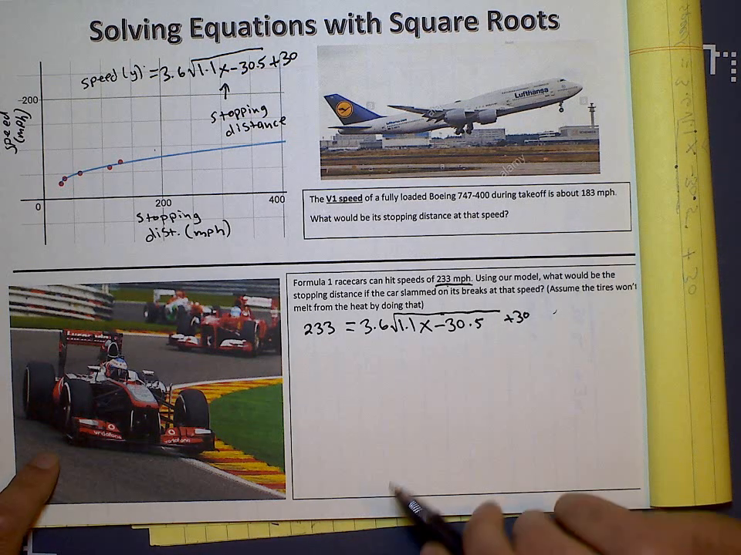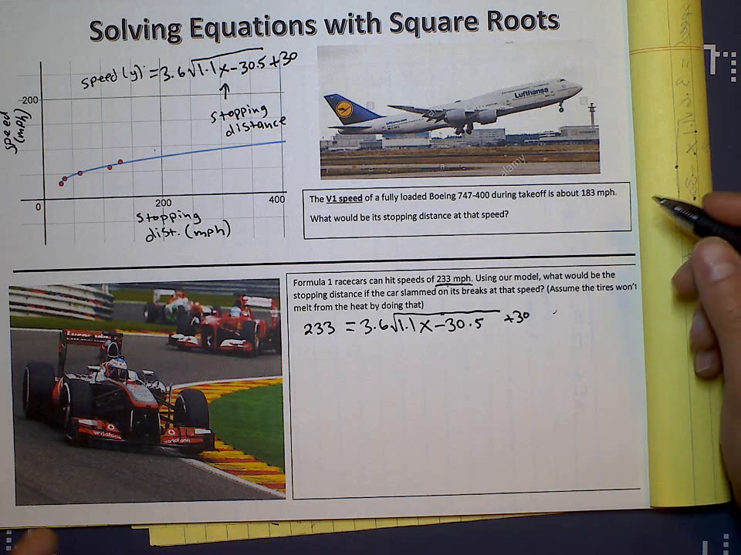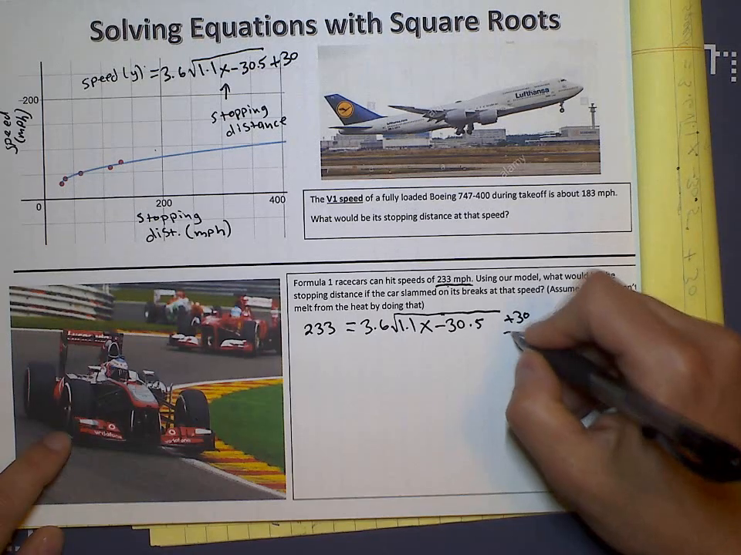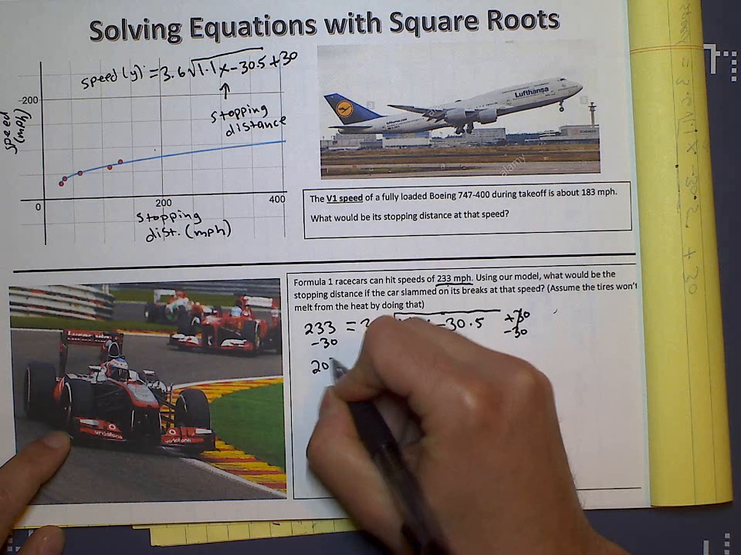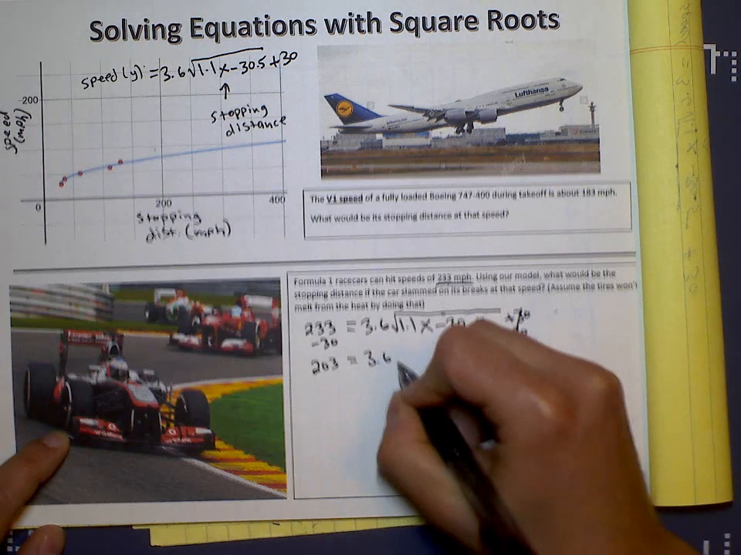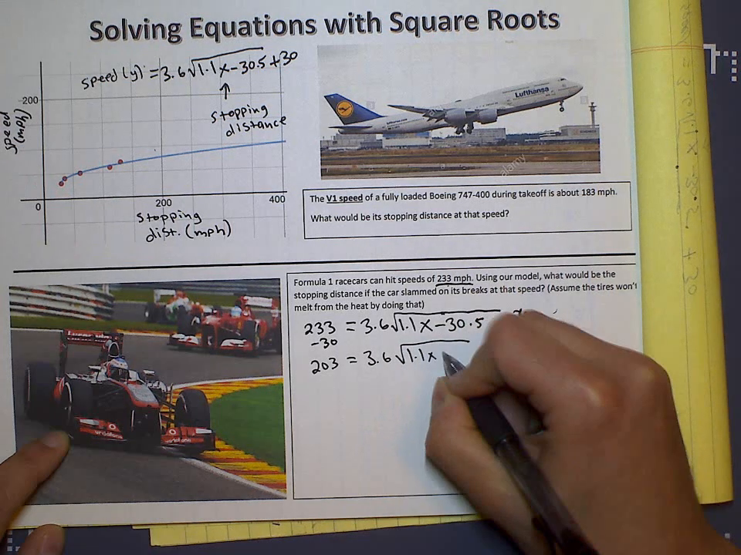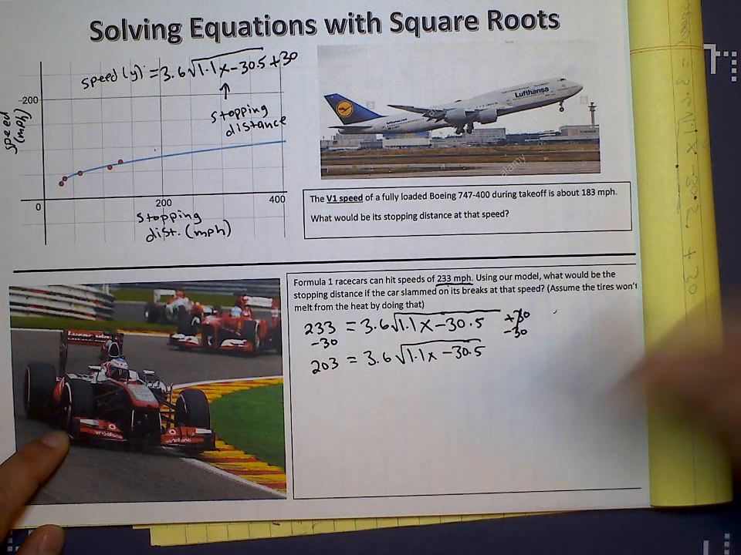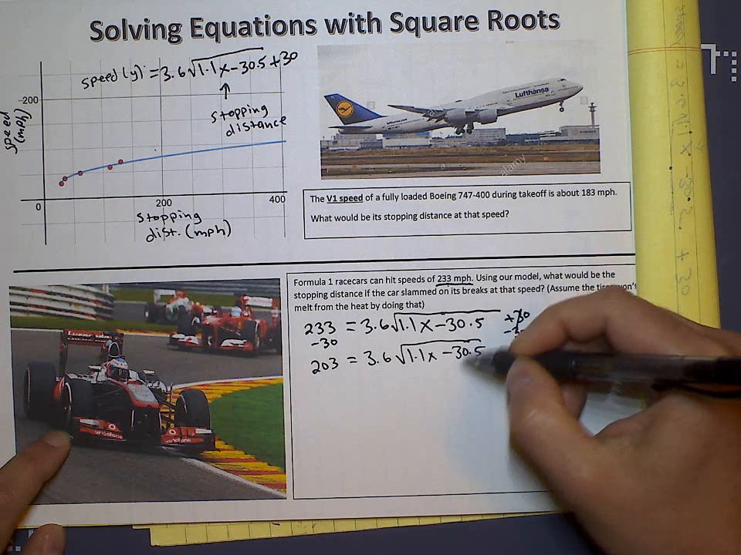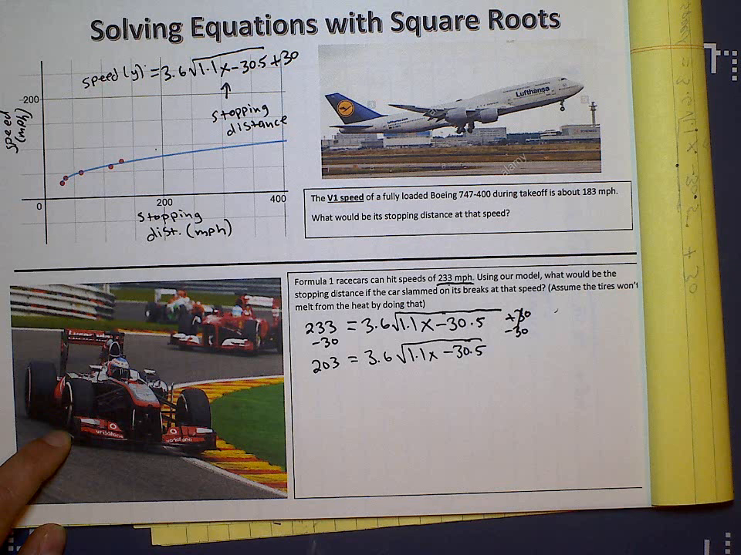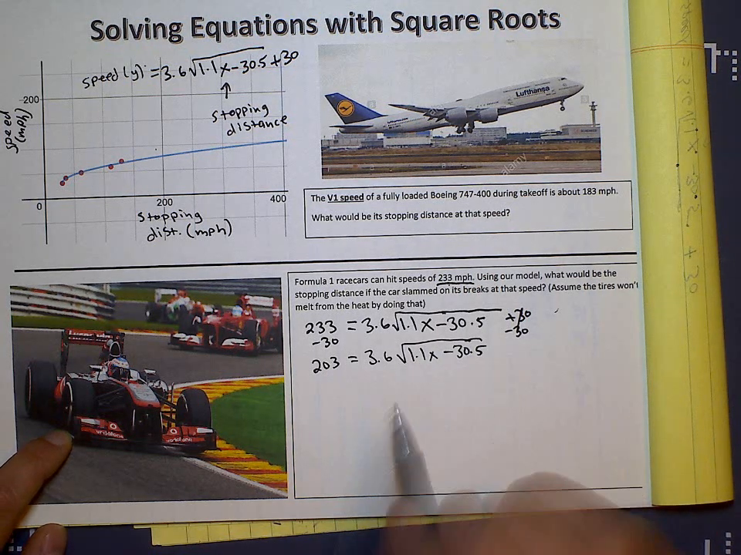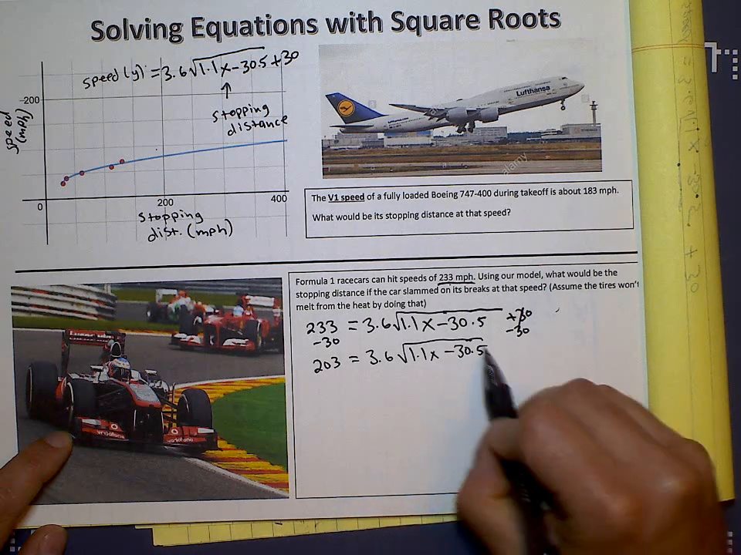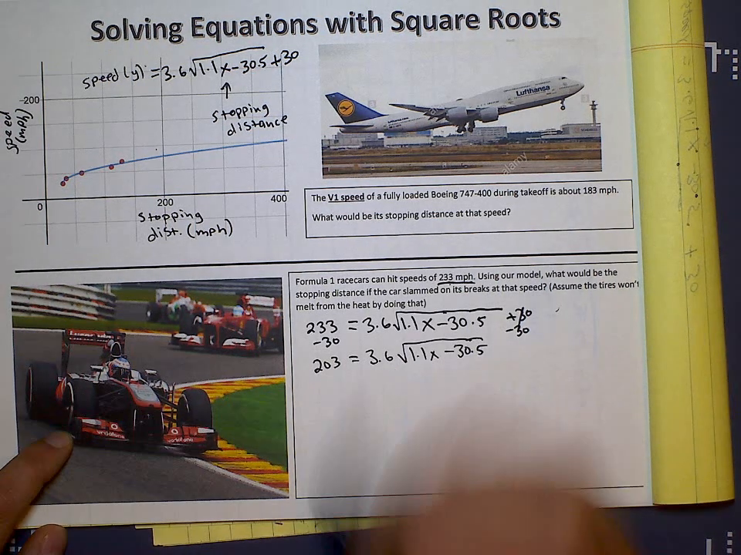And so to solve this, like you would solve any equation, the constant has to get eliminated first. So we can subtract 30 from both sides. This gives us 203 equal to 3.6 square root of 1.1x minus 30.5. I do a step and I copy everything down, do a step, copy everything down. What do you think has to get done next? Well, before we can touch anything inside the square root, we have to get rid of the stuff on the outside. Remember earlier in the year we said we can't touch this. So we have to get rid of the stuff on the outside.